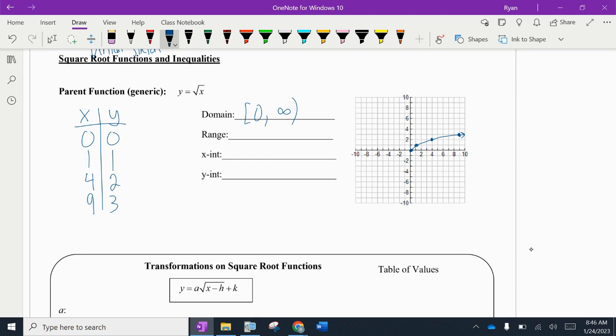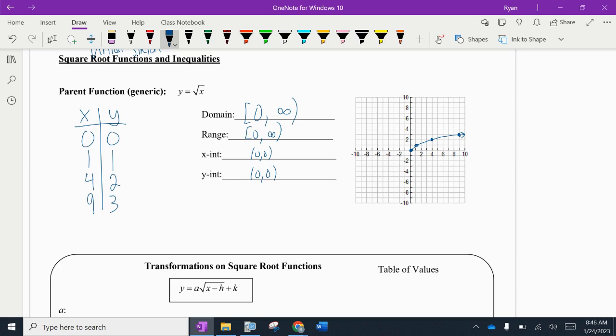Look at the graph. The range, how low does it go? 0 up to, very slowly, it will get up to infinity. X-intercept. Where does this graph cross or hit the x-axis? (0, 0). And then the y-intercept. Where does this graph intersect the y-axis? (0, 0) again. So the origin is that point. It's where the x and y axes are hit by this graph.